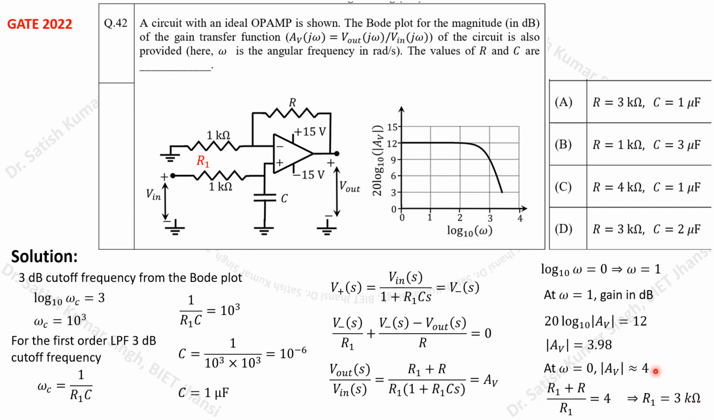So please make this correction. Here we have to calculate the value of R, okay? Here you have wrongly written R1, it is the value of R. So this R will be equal to 3 kilo ohm.